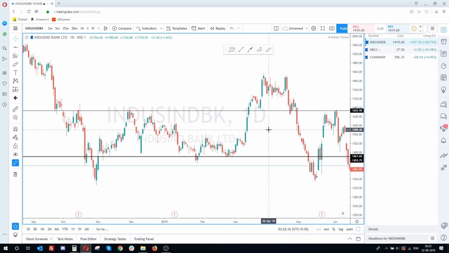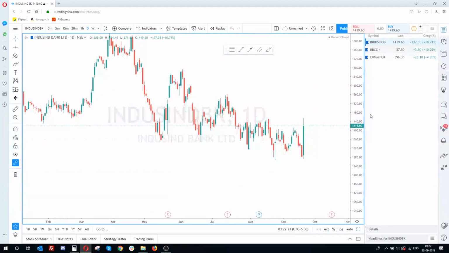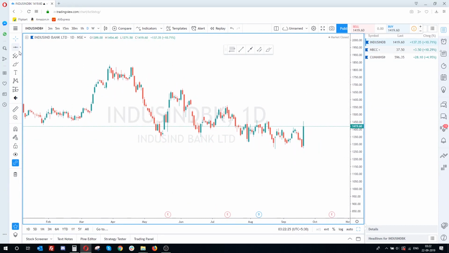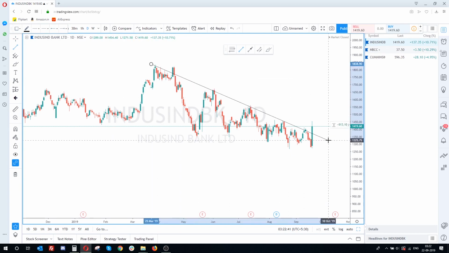So these patterns are everywhere. These are not cherry picked by me. The reason why I picked these is because these are very easy to explain to you. That is why I chose these stocks. So again, this is the triangle pattern. If you can see, this is a triangle pattern.